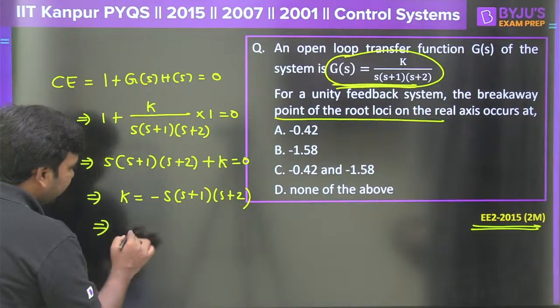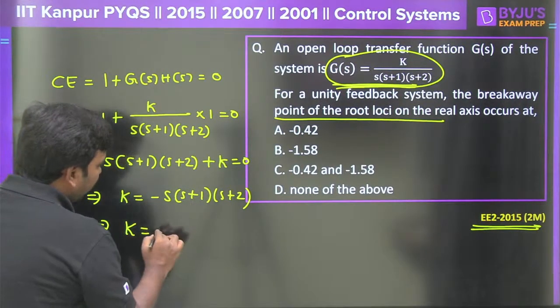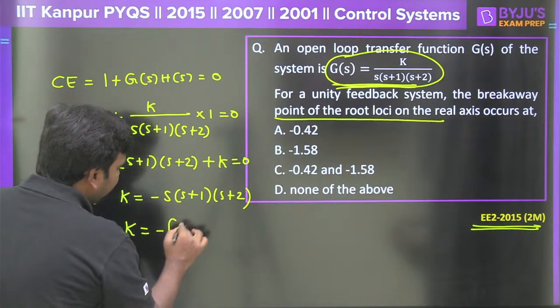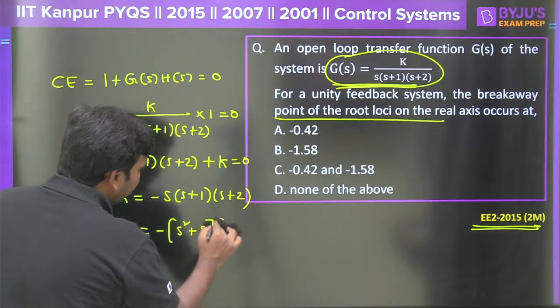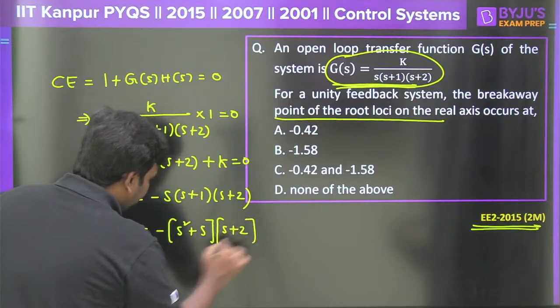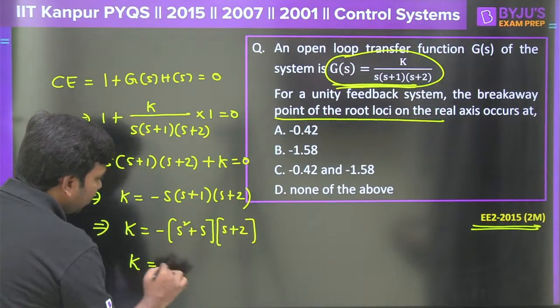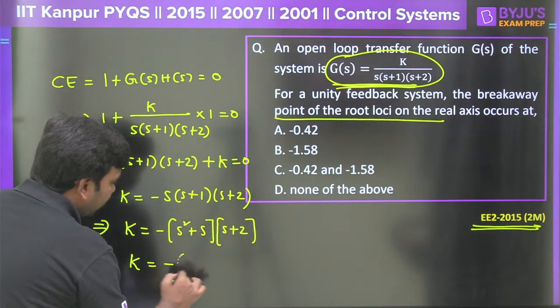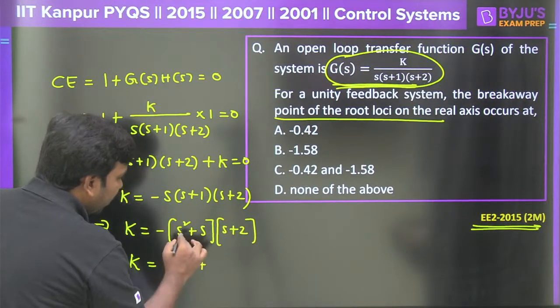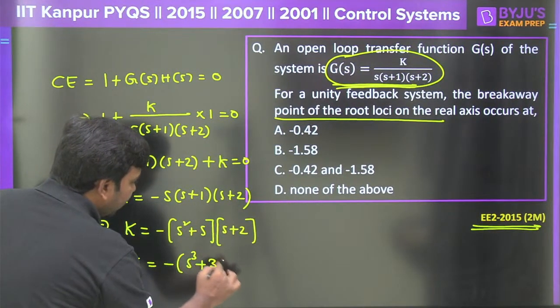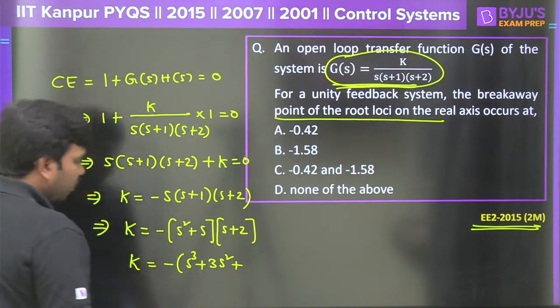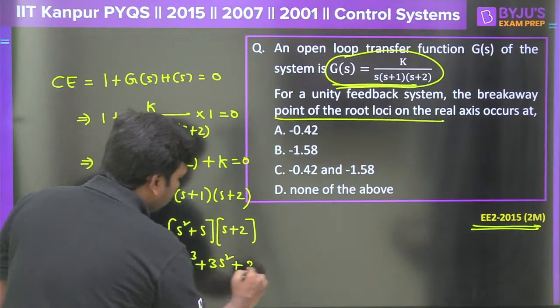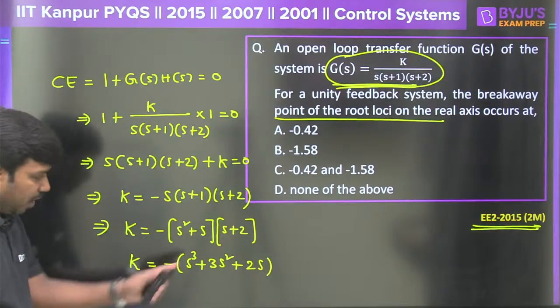Many students have already done that. So K is equal to, what is this value? We can say this as (s squared plus s), of course, into (s+2), correct? So if you go ahead, then it is equal to minus of (s cubed plus s squared plus 2 s squared, that is 3s squared, and plus, of course, 2s). You will be having 2s.